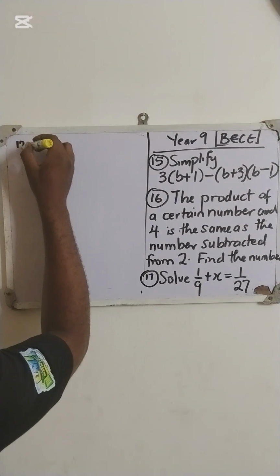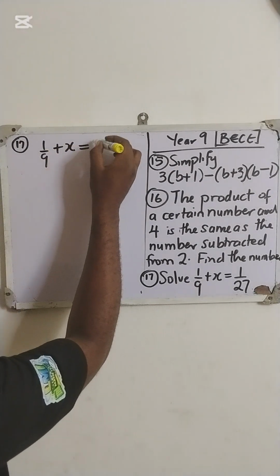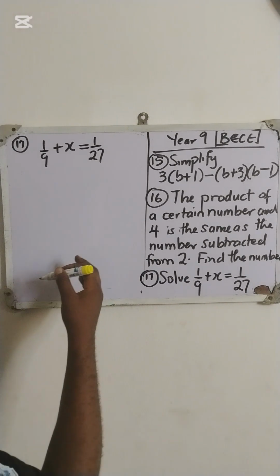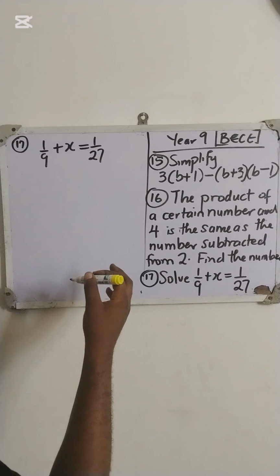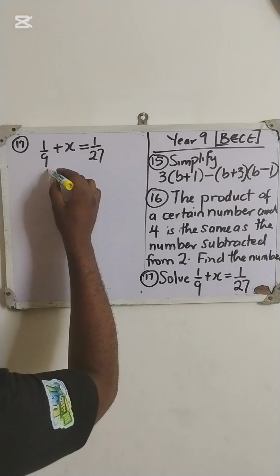So we have number 17: 1 over 9 plus x equals 1 over 27. All right, so we have something peculiar. We can decide to collect like terms, depending on what we want to do. So we can do butterfly.